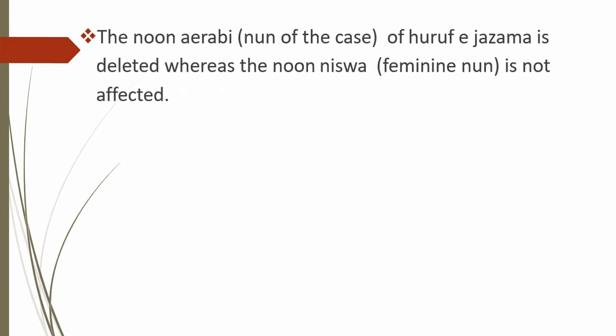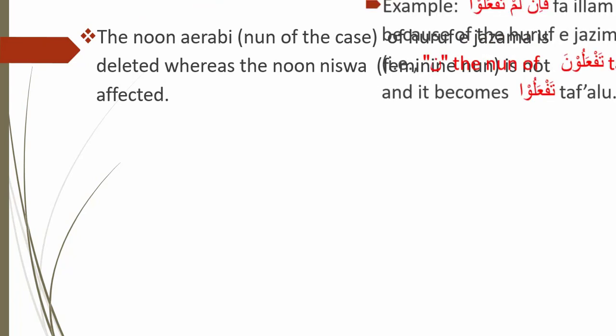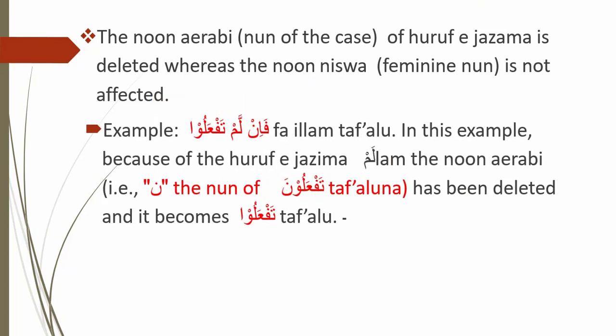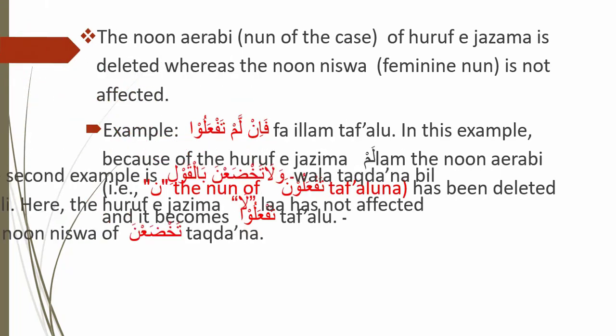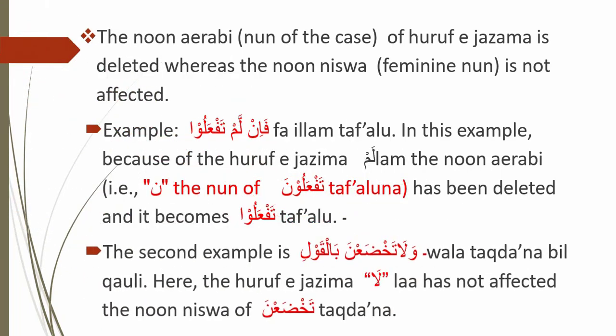The noon-e-i'rabi, noon of the case, is deleted by the huruf-e-jazima, whereas the noon-e-niswa, the feminine noon, is not affected. Example: فَإِن لَمْ تَفْعَلُوا. In this example, because of the huruf-e-jazima lam, the noon-e-i'rabi, the noon of taf'aluna, has been deleted and it becomes taf'alu. The second example is وَلَا تَقْضَعْنَا بِالْقَوْلِ. Here, the huruf-e-jazima la has not affected the noon-e-niswa of taqda'na.